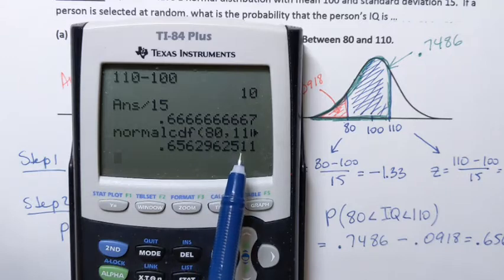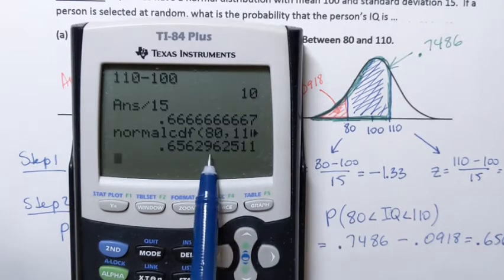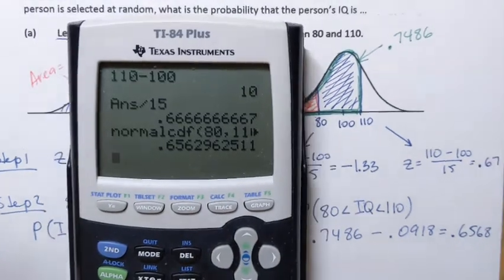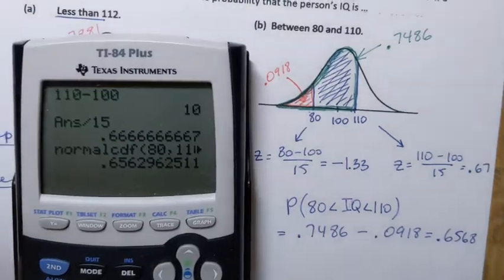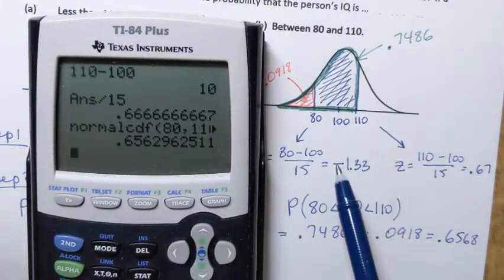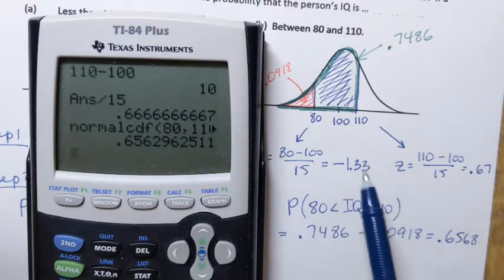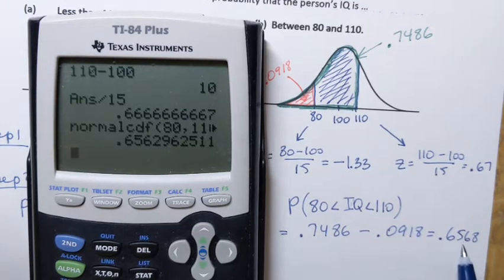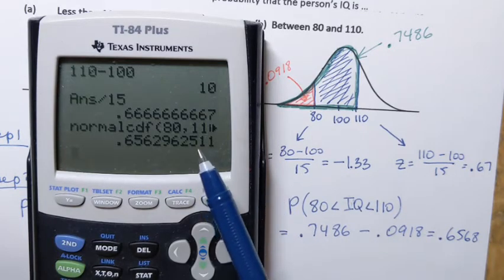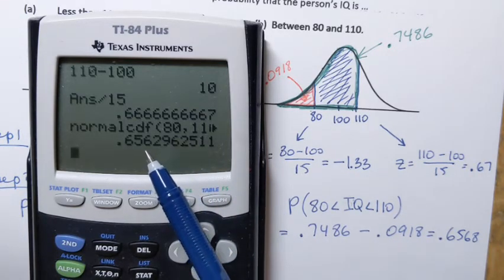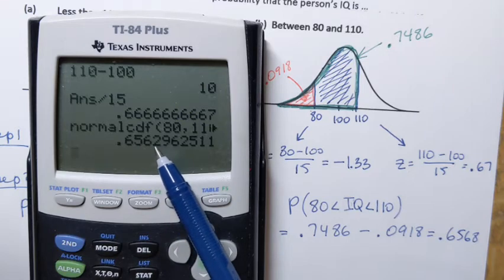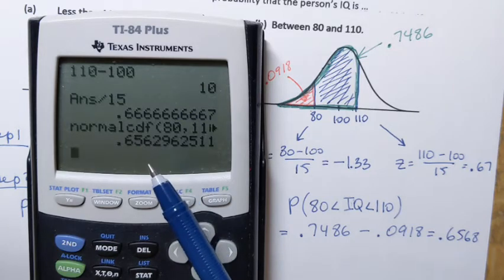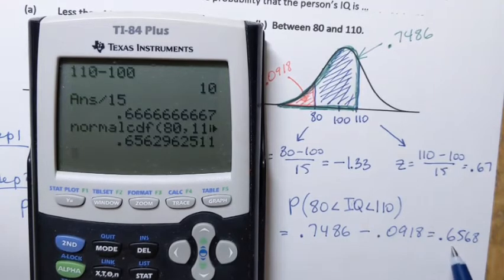0.6563, right? So it's slightly different from what we found. It happened because we remember how we rounded the z-scores, so we had some rounding involved, and that's why our answer is not quite the same as on the calculator, but it's very, very close. The only difference is starting with ten thousandths, right? So that's good enough. The first 3 digits after the decimal point are the same, 656.